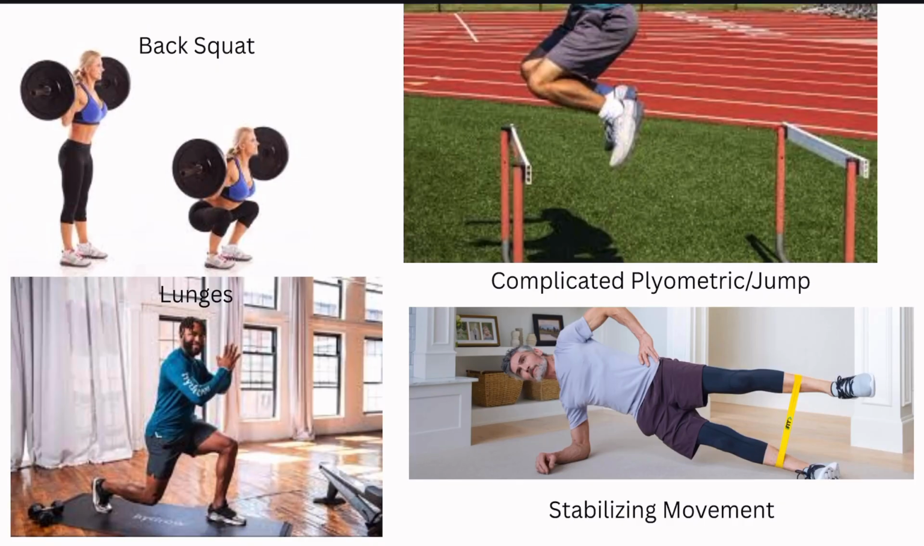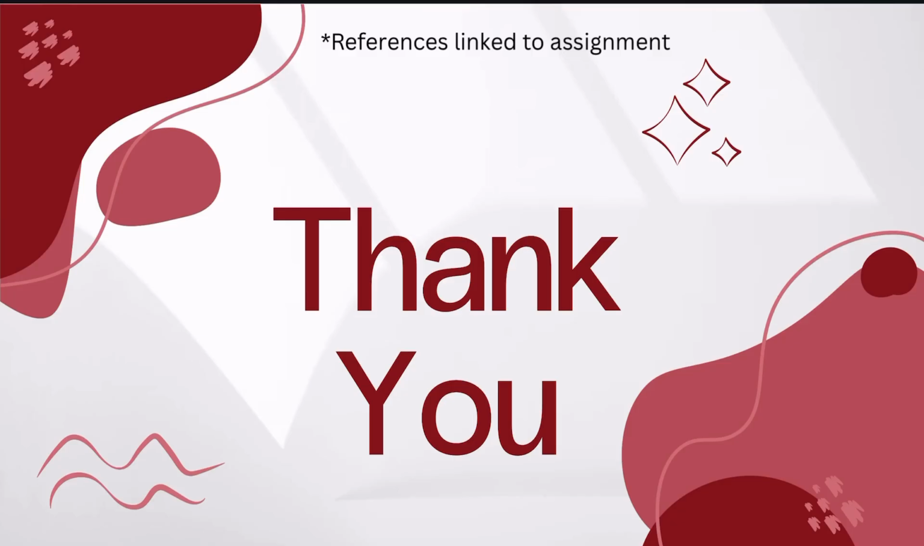Some more complicated movements are the back squat, to really put pressure on the tendons in that flexed position of the quadricep, and some more complicated plyometrics or jumps that can work in multiple planes. Some lunges will allow you to work on both the eccentric and concentric movements, and a stabilizing movement allows you to focus your tendons and ligaments to be able to withstand the body when it's in an isometric position. And yeah, that is all.